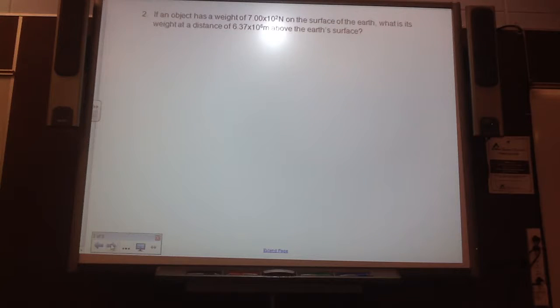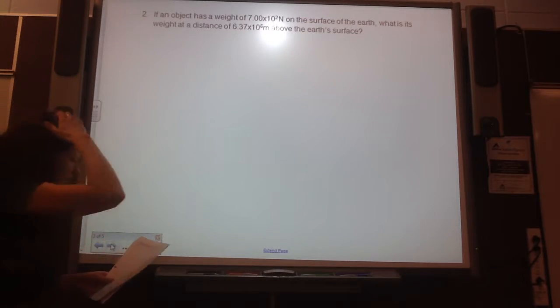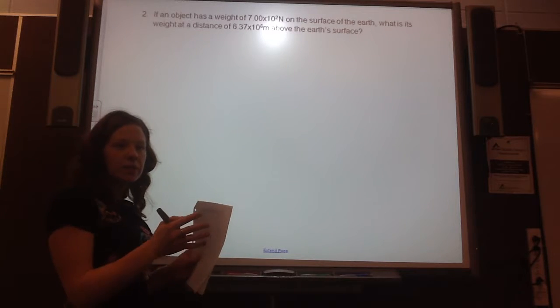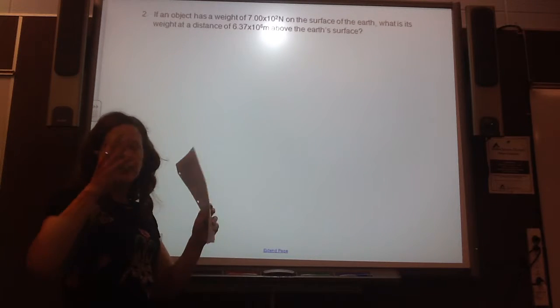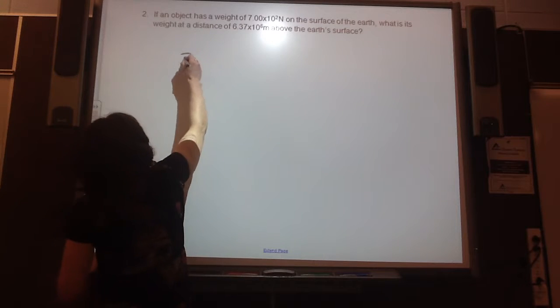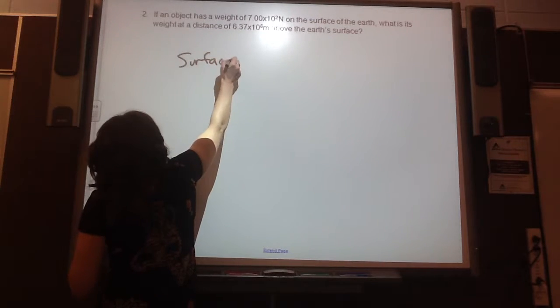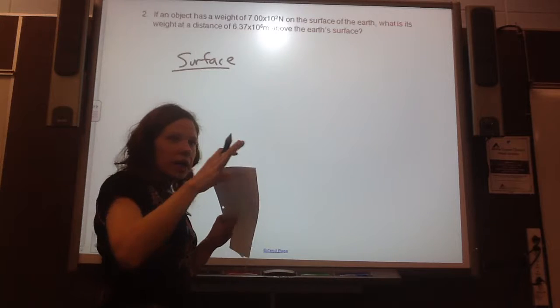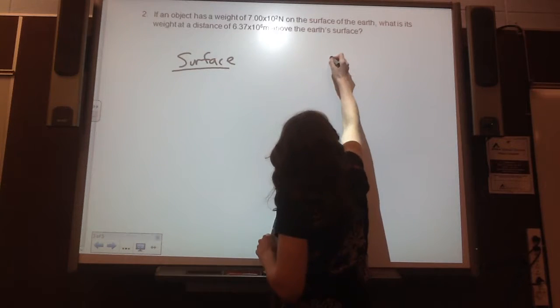Okay, so this next one involves two different formulas that we need to use. So let's just think about this. If an object has a weight of 700 newtons on the surface of Earth, what is its weight at this other distance? So how I'm going to divide this up is I'm going to take the surface information and the at a distance information and kind of make two categories, because that's helpful for me to distinguish what's different.